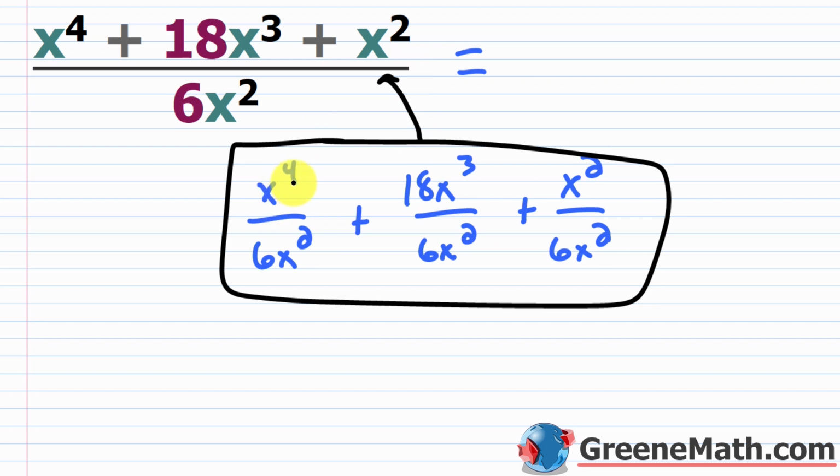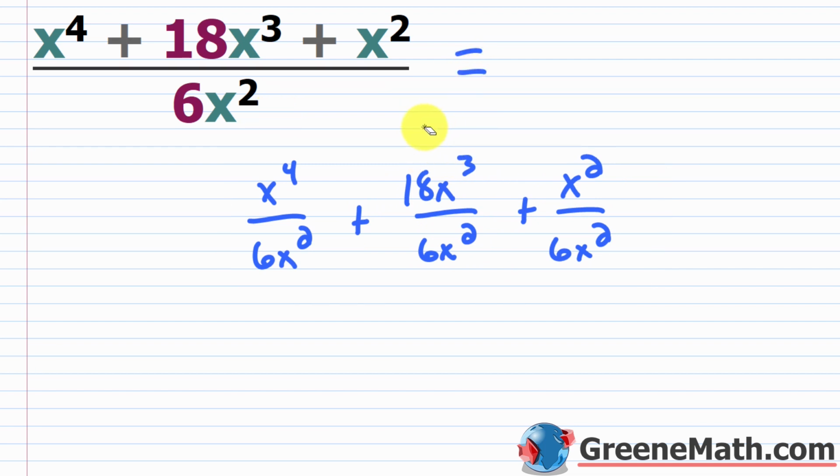Everyone knows we could do x to the 4th power plus 18x cubed plus x squared over that common denominator of 6x squared. So of course we could always reverse the process and put it into this form here. So once it's in this form here, you just go through and simplify each part.